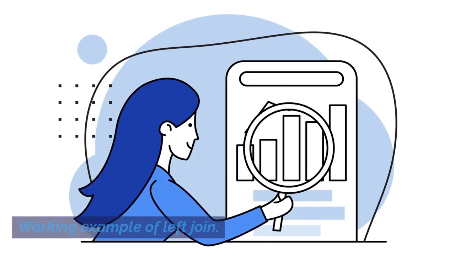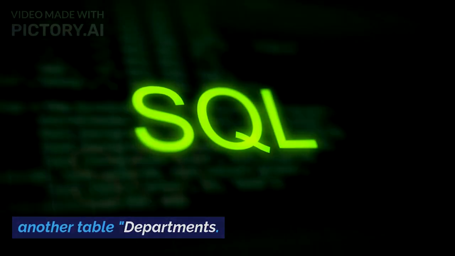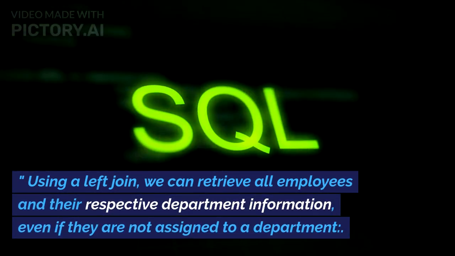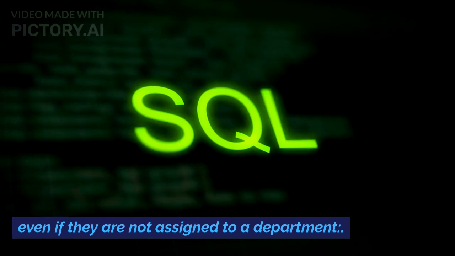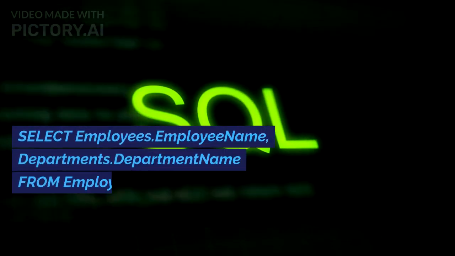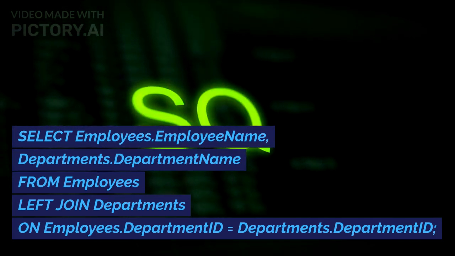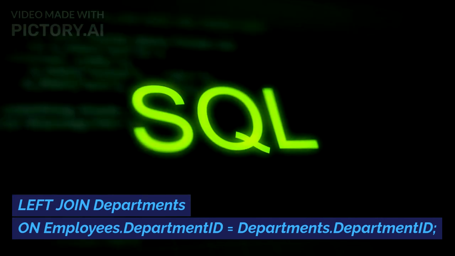Working example of left join. Imagine we have a table, employees, and another table, departments. Using a left join, we can retrieve all employees and their respective department information, even if they are not assigned to a department. SELECT employees.employee_name, departments.department_name FROM employees LEFT JOIN departments ON employees.department_id = departments.department_id.